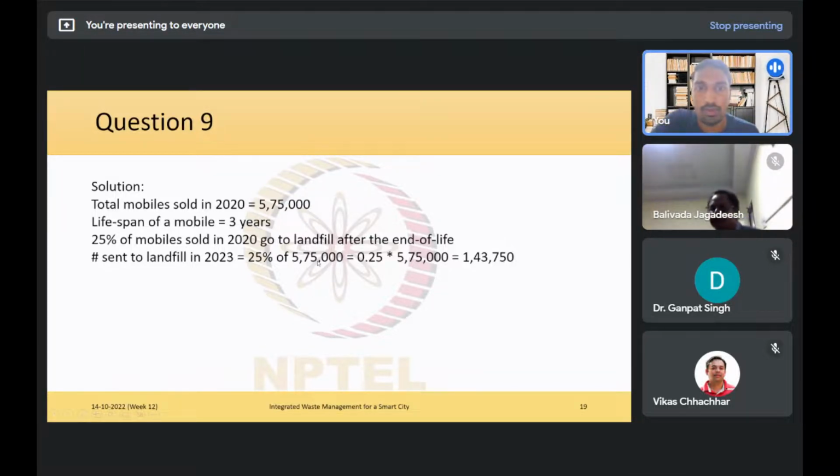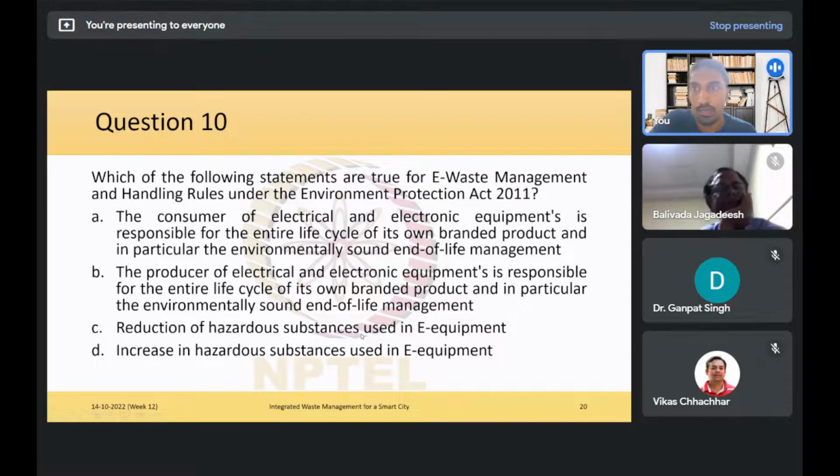Okay, if there is no question, we'll move on to question number 10. Which of the following statements are true for e-waste management and handling rules under the Environmental Protection Act 2011? The options are: A, the consumer of electrical and electronic equipments is responsible for the entire life cycle of its own branded product, and in particular the environmentally sound end of life management.